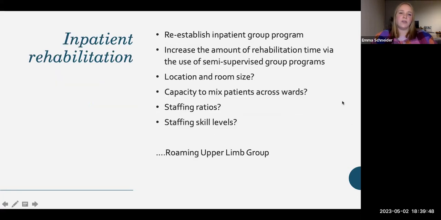So for an example, we used to run an inpatient group for inpatient rehab. We really wanted to increase the amount of rehabilitation time by using semi-supervised group programs. We used to run it in shared space, but we were stopped doing that during COVID. So we actually ended up making it a roaming upper limb group, where a therapist and an allied health assistant would go around and set some people up in their rooms, or maybe someone had to go to a shared space, but maybe there were only one or two people in that room based on the limits of infection prevention at the time. And that actually worked really well.